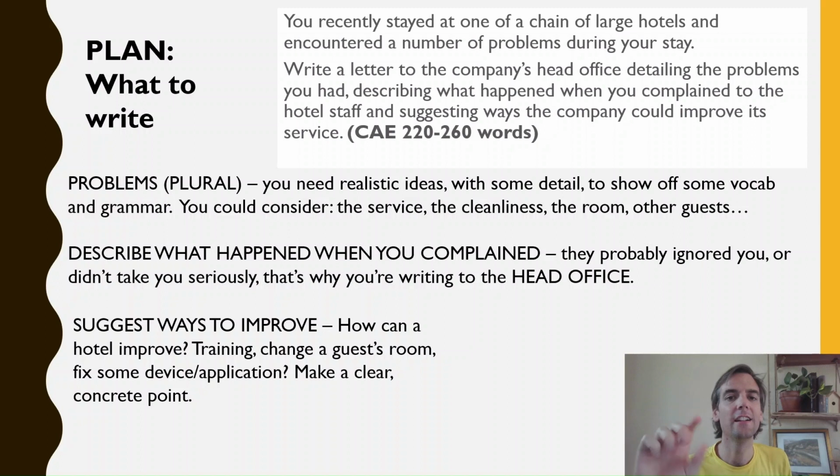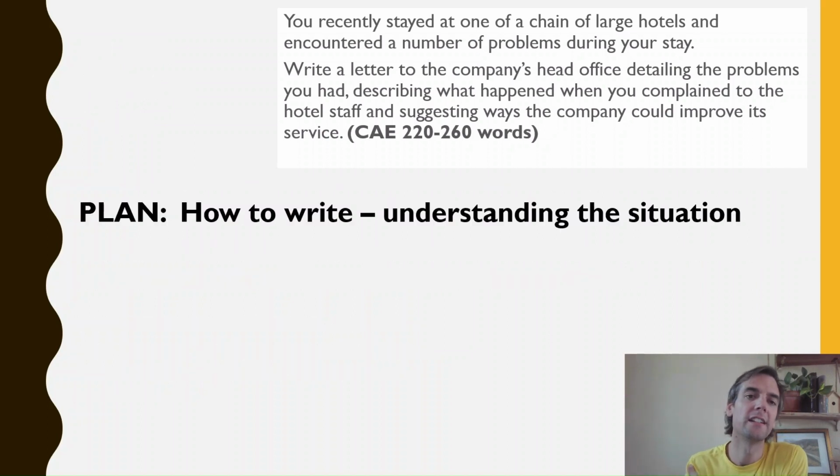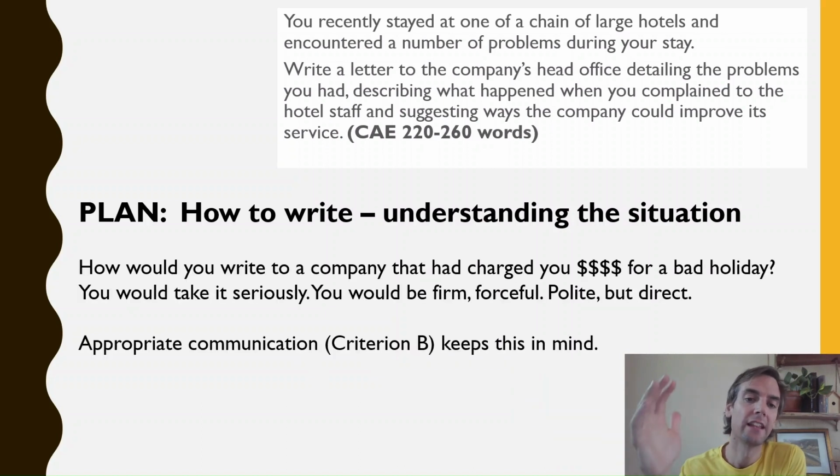As always, with a plan, read the question carefully, spend some time coming up with relevant, developed ideas. Criteria A, good ideas relevant for the question. That's what to write. What makes this a bit different from other types of writing is how to write it. And I think the key thing here, when we're thinking about a formal letter and about other types of writing really, is understanding the situation. How would you write to a company that had charged you hundreds or thousands of euro, dollars, pounds for a bad holiday? You wouldn't be happy. I mean, it's probably happened to many of you.